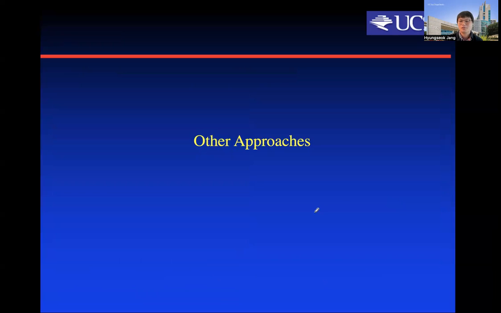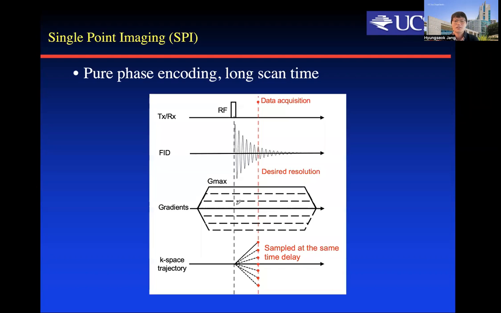Okay, so far we just talked about this radial UTE mostly, which is the most popular technique. Then let's briefly go over what other approaches there are. This is a traditional technique called single point imaging.